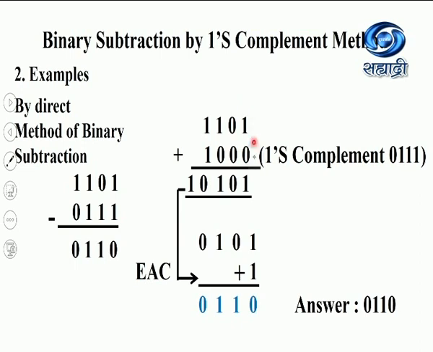So let us start with the LSB. 1 plus 0 is equal to 1. 0 plus 0 is equal to 0. 1 plus 0 is equal to 1. 1 plus 1, here the sum is 0 and carry is 1. As here we have a carry, that is the end around carry, so the remaining bits, that is 0101, to that we are going to add this end around carry.